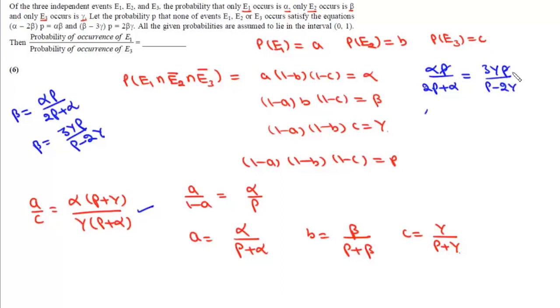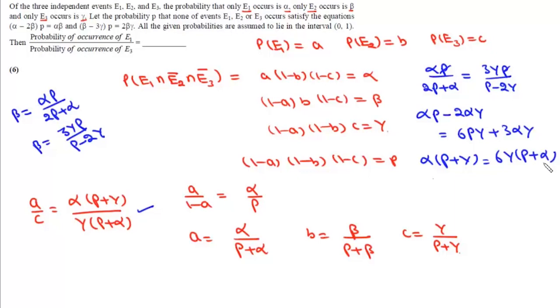Now this P and P will cancel. We'll get alpha P minus 2 alpha gamma will be equal to 6 P gamma plus 3 alpha gamma. Now what we'll do is we'll add 3 alpha gamma both sides. So we can write alpha into P plus gamma and it will be equal to 6 gamma into P plus alpha. So if we rearrange, we can write alpha into P plus gamma upon gamma into P plus alpha, it must be equal to 6. So value of probability of E1 upon probability of E3 will be nothing but 6, and that is the answer to this question.